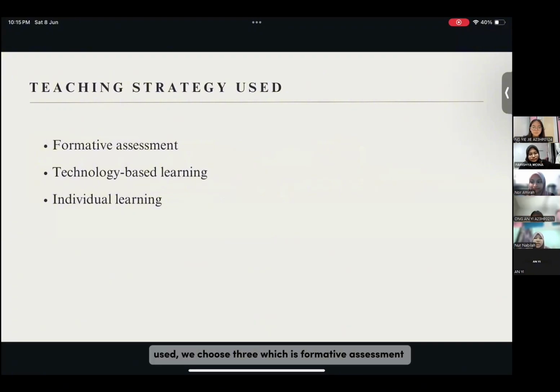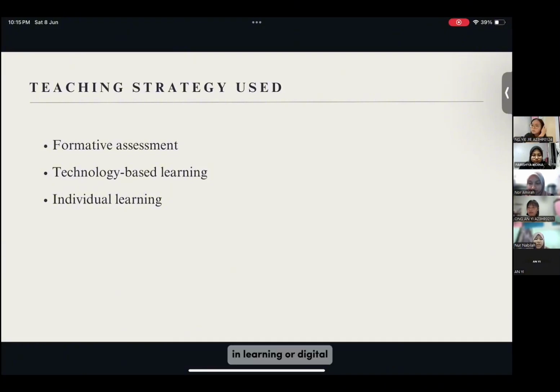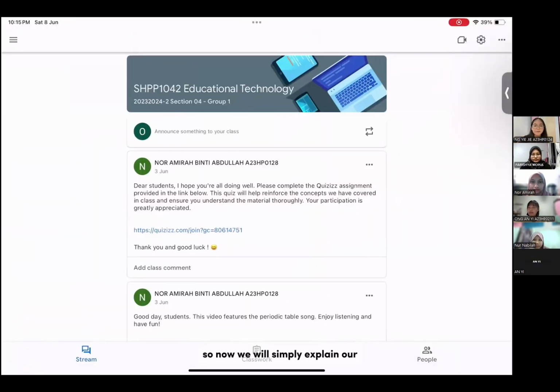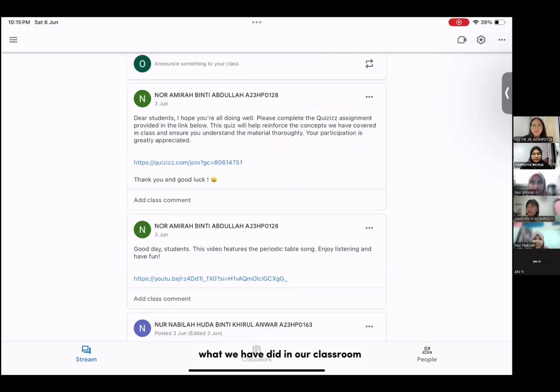For the teaching strategies, we chose three: formative assessment, technology-based learning, and individual learning. Formative assessment is a way teachers check on student learning during the lesson to help improve both teaching and learning. Technology-based learning, also known as e-learning or digital learning, uses technology to enhance and facilitate education. Individual learning means students can learn at their own speed with self-paced online courses and personalized learning plans set by a teacher. So now we will simply explain what we have done in our Google Classroom.